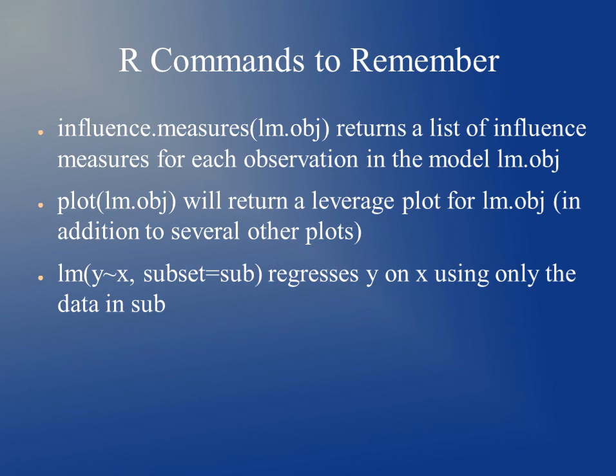And then we can subset out the data points that we've identified as a possible problem by using subset in our lm command to regress Y on X using only the data in the subset. And we can use a minus a value if we just want to exclude one value. Using all of these R commands saves us a lot of time, and it helps us to identify which observations we should keep. So I'll end there.